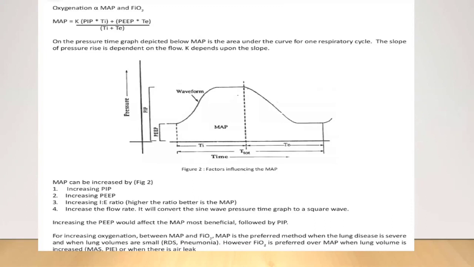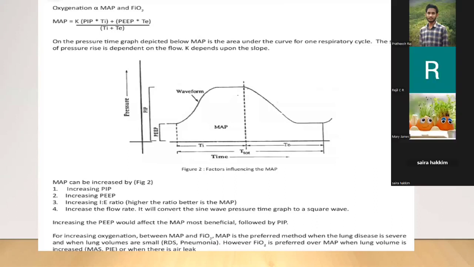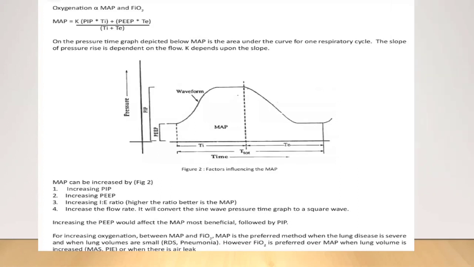So it can be increased by increasing the PIP, increasing the PEEP, increasing the IE ratio, that is when TI is increased. So increasing the flow rate, that will convert the sine wave into a square wave. It will become a little flat on top. Increasing the PEEP would affect the MAP most. That's the most beneficial, followed by PIP. When PIP is increased, the area under the graph increases. This figure is self-explanatory.